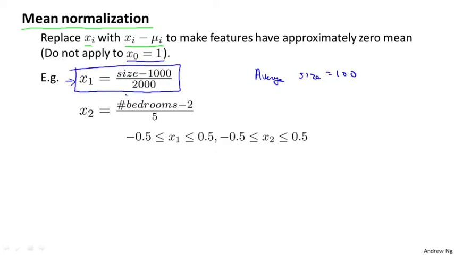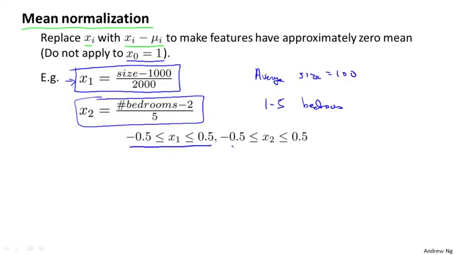And similarly, if on average your houses have 1 to 5 bedrooms, and if on average a house has, say, 2 bedrooms, then you might use this formula to mean normalize your second feature x2. In both of these cases, you therefore wind up with features x1 and x2 that can take on values roughly between minus 0.5 and positive 0.5. It's actually not true. x2 can actually be slightly larger than 0.5, but close enough.